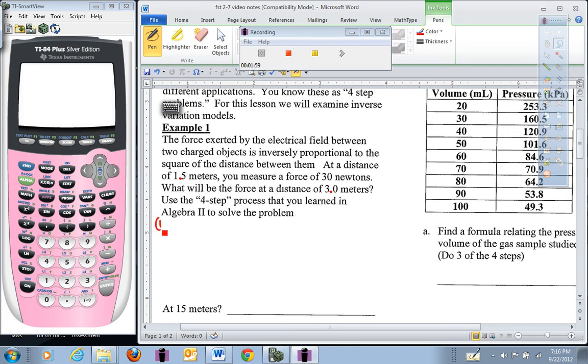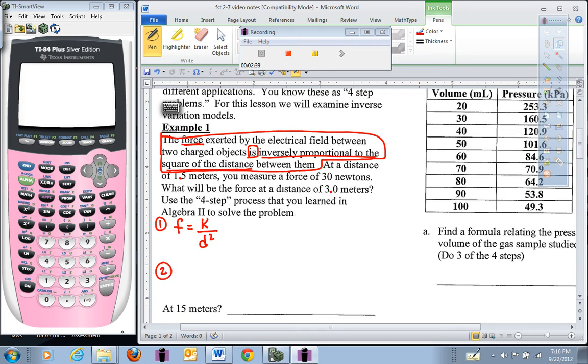So, the first step is we're going to write our equation as a relationship. So we go back to this first sentence of the problem, and this is how we're going to find our very general equation that we need to write. It says the force exerted by the electrical field between two charged objects is, so there's equals, inversely proportional to the square of the distance between them. So force is inversely proportional, that's k over the square of the distance. So we write that equation first.